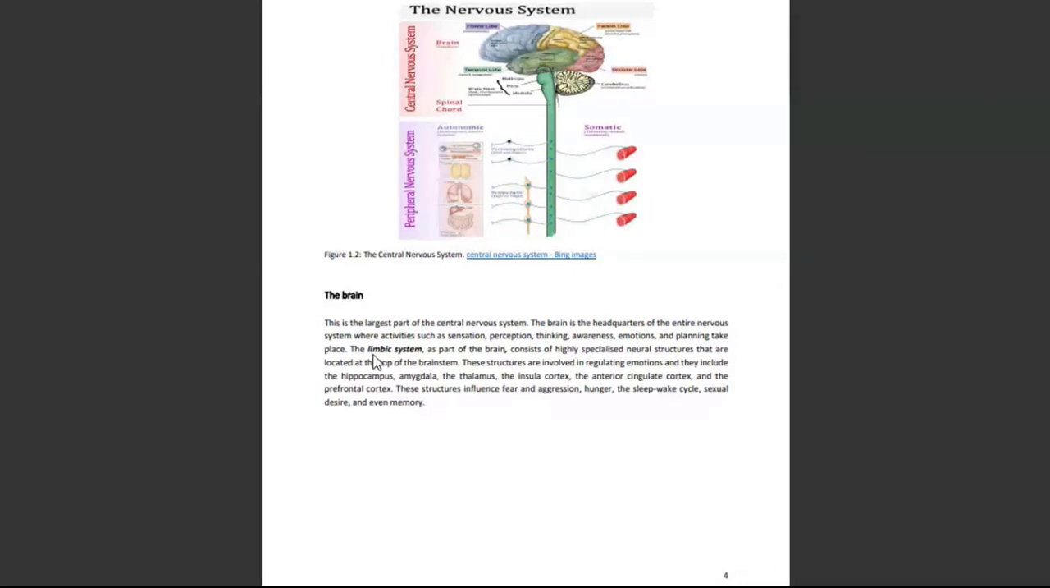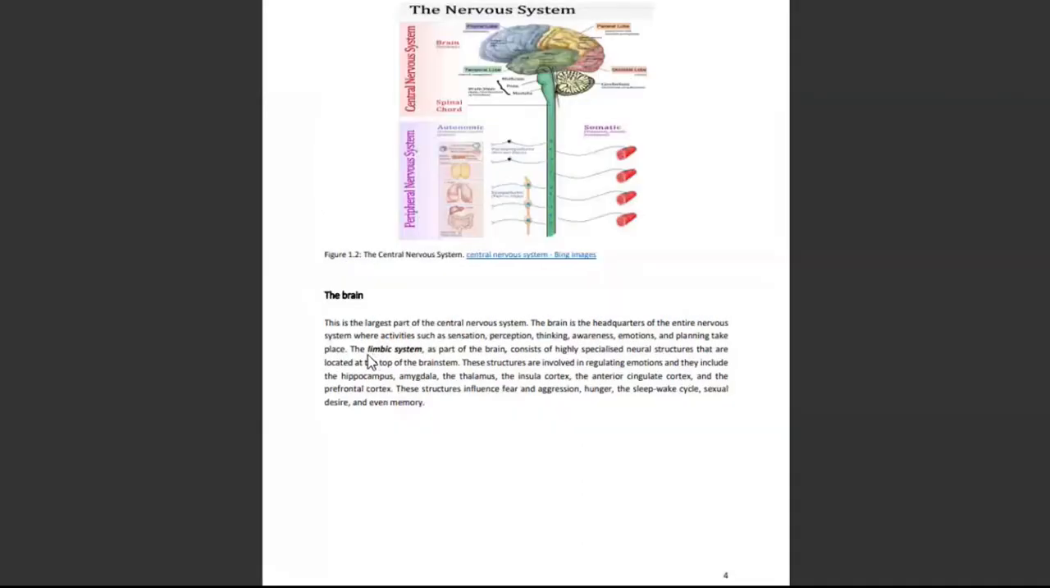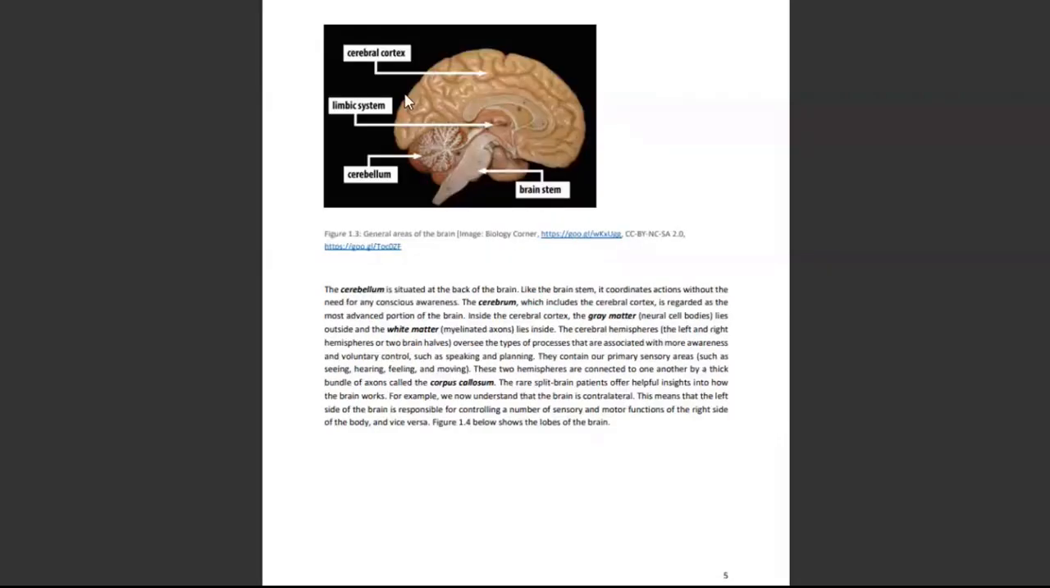Then beside the limbic system, they highlight certain important structures in the brain. You see the difference. The limbic system, they didn't explain in much detail. You don't know what the amygdala does, what the thalamus does, or what the hippocampus does. However, there are functions here. But the most important structures of the brain, they did explain. Like the cerebellum, they did explain its function. They say it is situated at the back of the brain, like the brainstem. It coordinates actions without need for any conscious awareness.